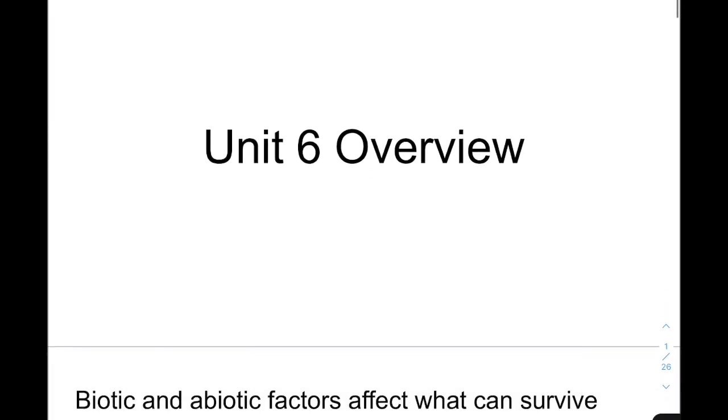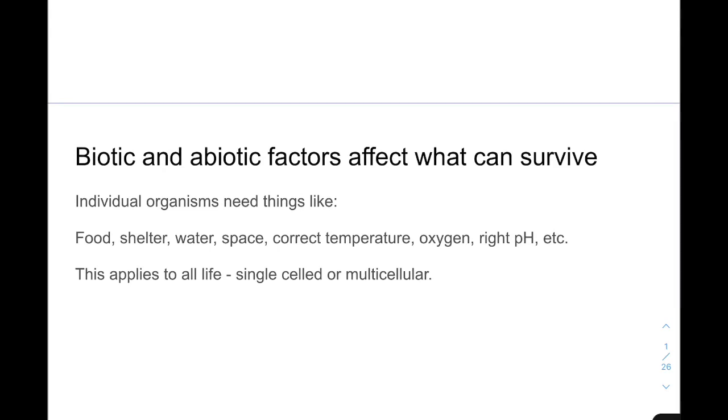All right, this is a quick overview of everything in Unit 6. This isn't all the detail that we need, but this is the major points. So in Unit 6, we're talking about ecology and also population change. In ecology, we're talking about individual organisms, populations, what makes a species, a community, look at an ecosystem, look at a biome, look at the whole biosphere.